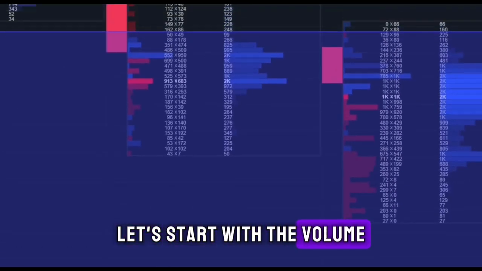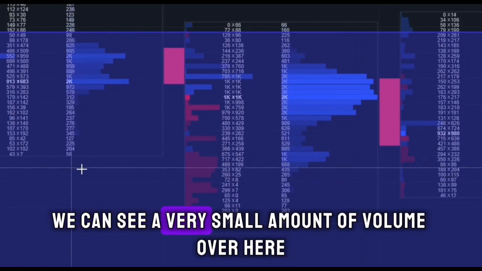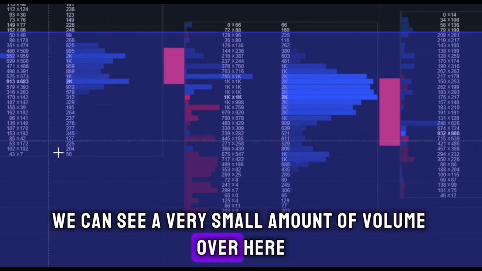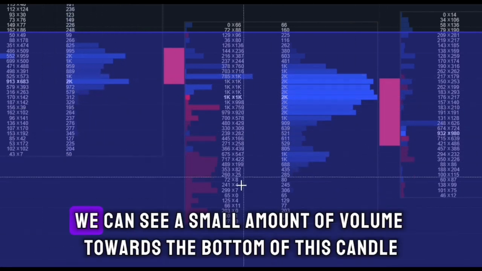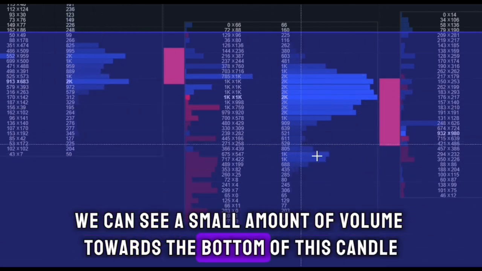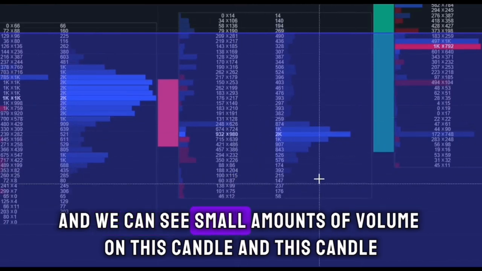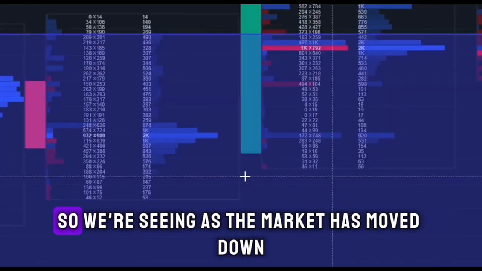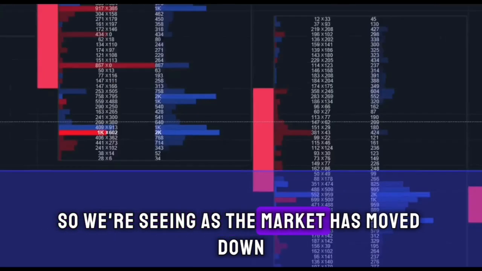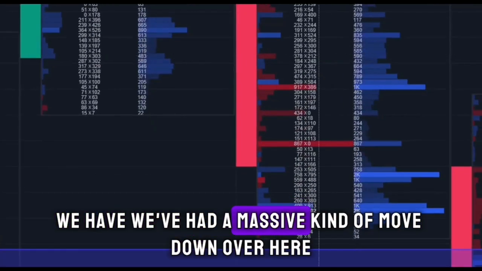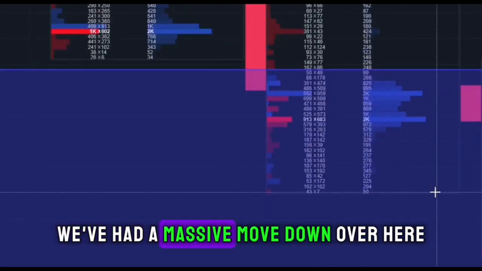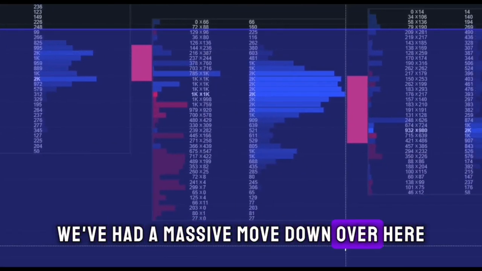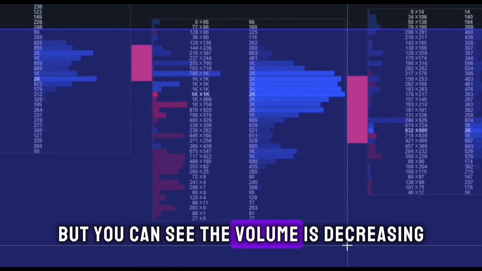Let's start with the volume. We can see a very small amount of volume over here towards the bottom of the candle. We can see a small amount of volume towards the bottom of this candle, and we can see small amounts of volume on this candle and this candle. So as the market has moved down, we've had a massive move down over here, and over here, and over here. But you can see the volume is decreasing.